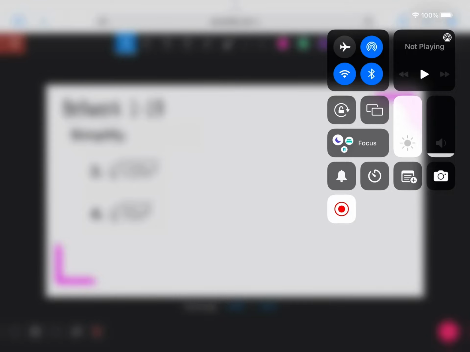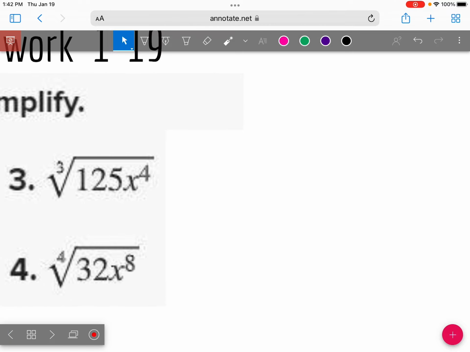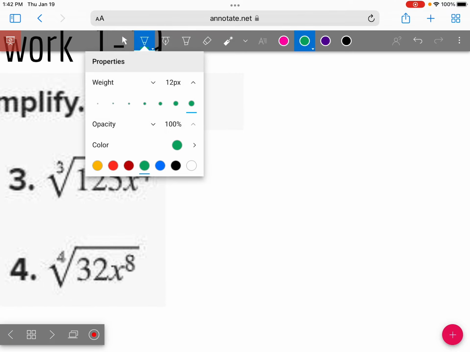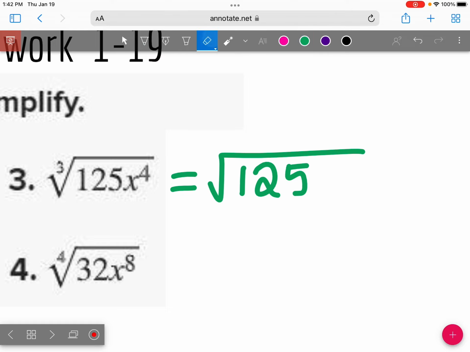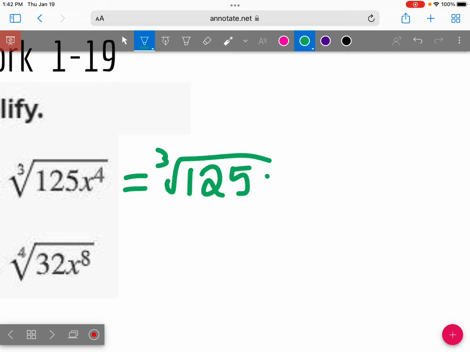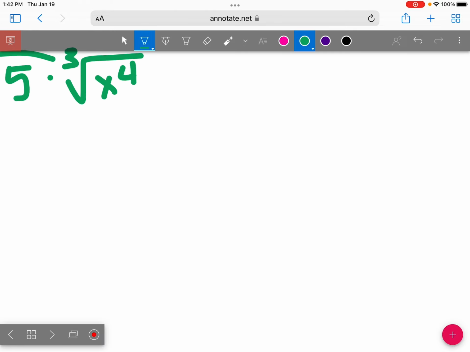Alrighty, y'all. We're going to take the cube root of 125 x to the fourth. What do we do first? Separate it. So we're going to separate it into all of our pieces, and then x to the fourth. And then we can birthday cake 125.